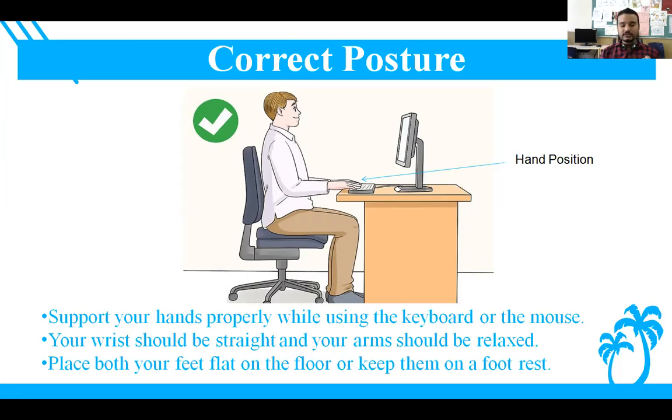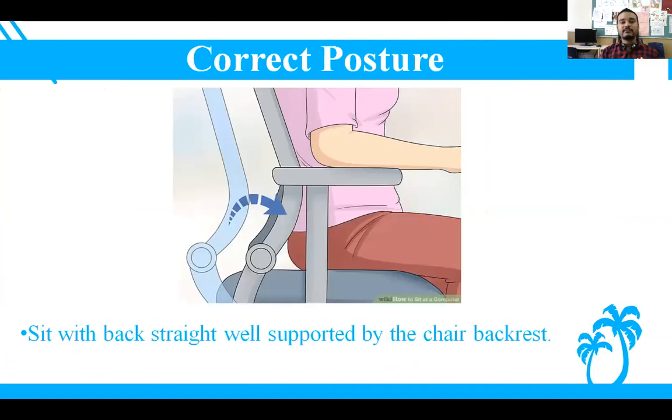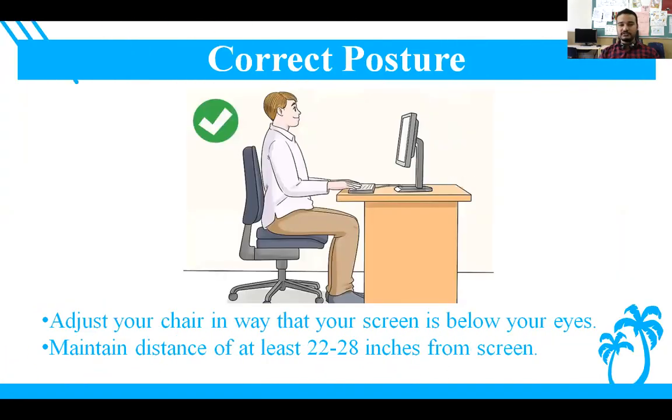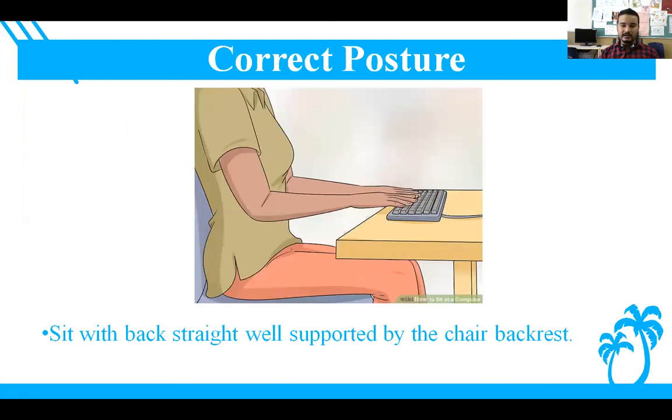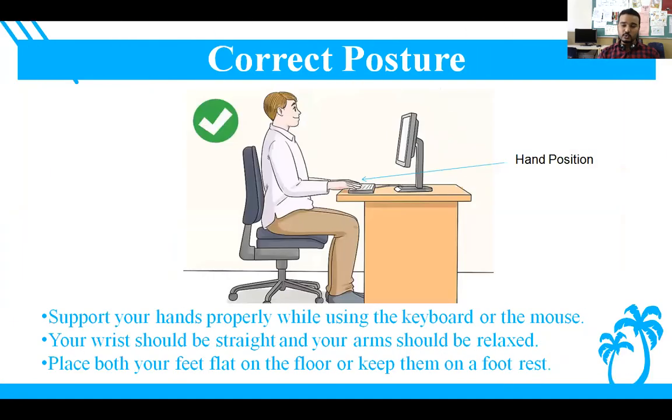Got it? So what are the things? The first is your correct posture. You have to sit straight. Distance mota mota 2 feet ka, that is 22 to 28 inches distance. Your back should be well rested, well supported, and your hands are also well rested, well supported. Your wrist should be relaxed. Okay, your feet should be flat on the floor.